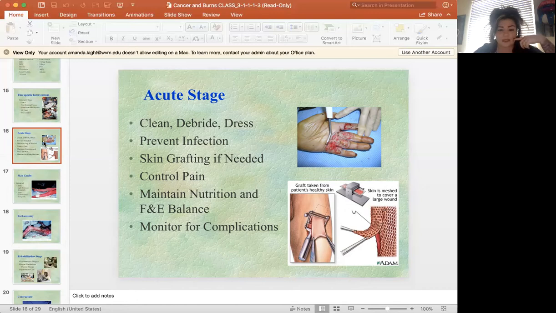And then maintain nutrition. Of course, nutrition, as I mentioned before, is like medicine, right? I mean, protein, healing, getting that nutrition into your body to help your body be able to heal from the inside out, as well as fluid and electrolyte balance. It's very, very important. And then always monitoring for complications. So if someone did have a skin graft, is it healing? How does it look? Documenting, communicating with your team, all of that.